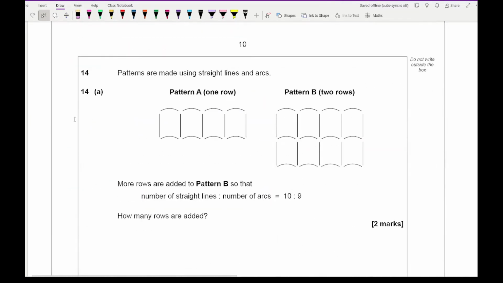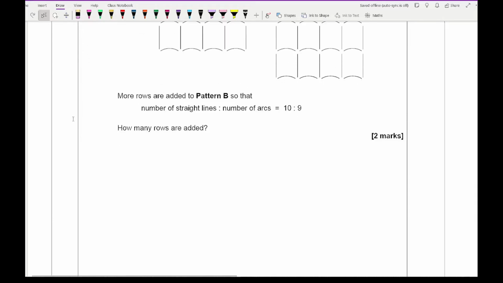With question 14, it says patterns are made using straight lines and arcs. More rows are added to pattern B so that the number of straight lines to the number of arcs is in the ratio of 10 to 9. How many rows were added? So let's first of all do the counting. So in terms of our first row, if I just write row number, and then we've got the number of straight lines and the number of arcs.